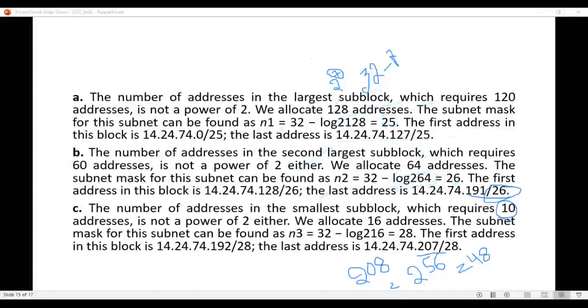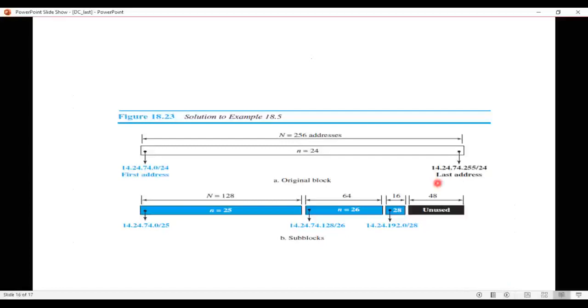The same thing, whatever we discussed, we'll see in a diagrammatic representation, so that you will be clearer about this. Let us look at this diagram. Here, initially you had 256 addresses, that is 2 raised to 8, starting from 74.0 to 74.255.